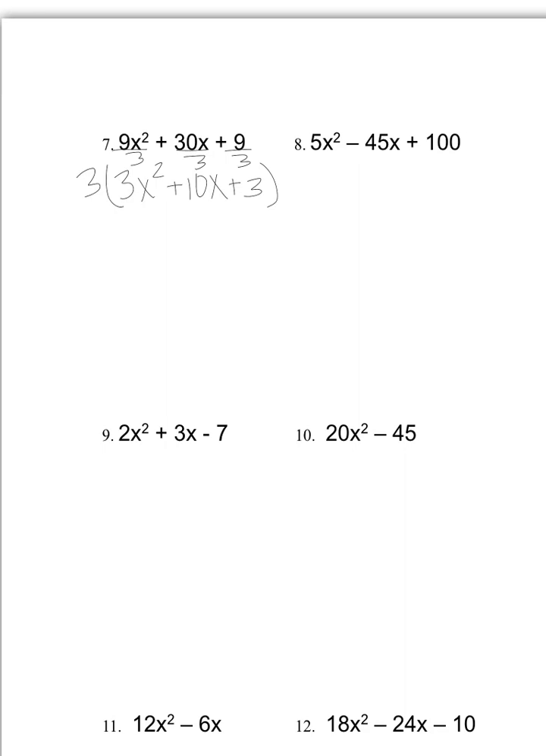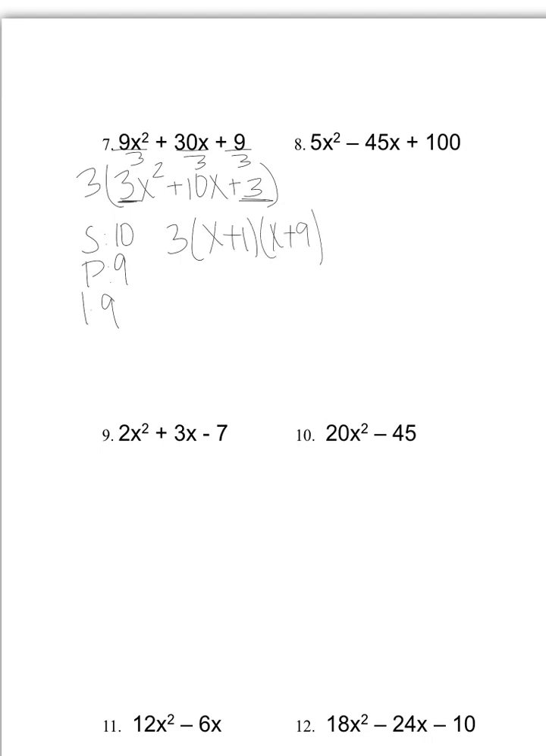Now we're looking to see how many terms we have inside the parentheses. So notice we have 3 terms. So we want the sum to be the middle number, which is 10. The product to be the outsides. So we need to multiply those. And remember, we're factoring what's inside the parentheses. So 3 times 3, we would get 9. So the two numbers would be 1 and 9. Bring down your GCF. That would be x plus 1.